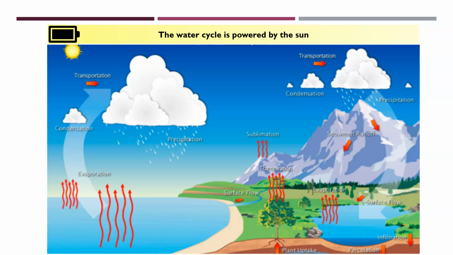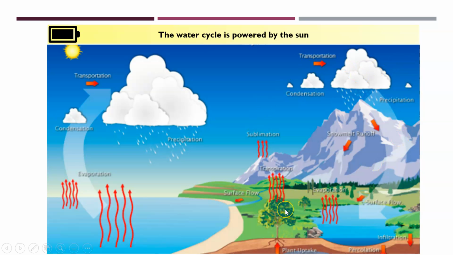So, the water cycle is powered by the sun. So we've got the sun, which beats down here on the water, causing evaporation. So that water gets evaporated, condenses in the clouds, gets rained back down as precipitation or snow. That then gets added back to the water, and that will continue as a cycle.